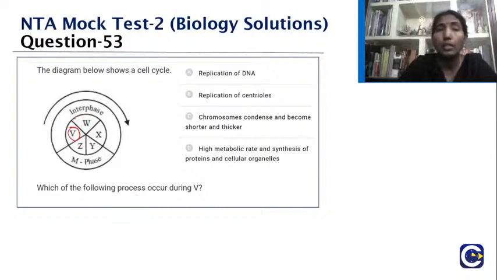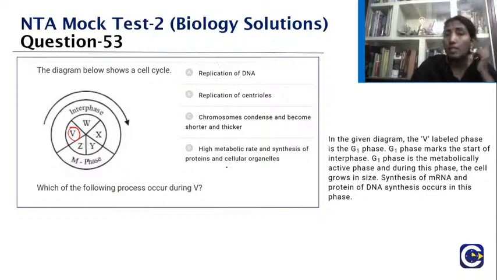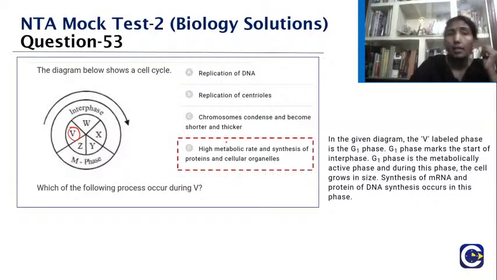Usually the interphase has the G1 phase, the S phase, as well as the G2 phase. They are asking in which phase you will come across these changes, so you have to correlate the structure with the function. So what is V? It is actually the G1 phase. Then we have the S and the G2 phase, followed by the mitotic phase.